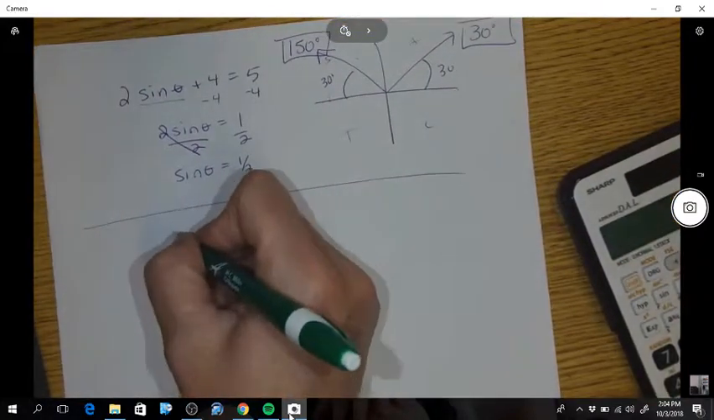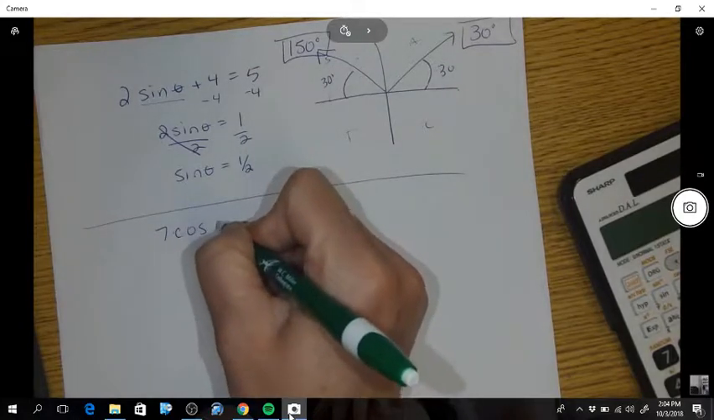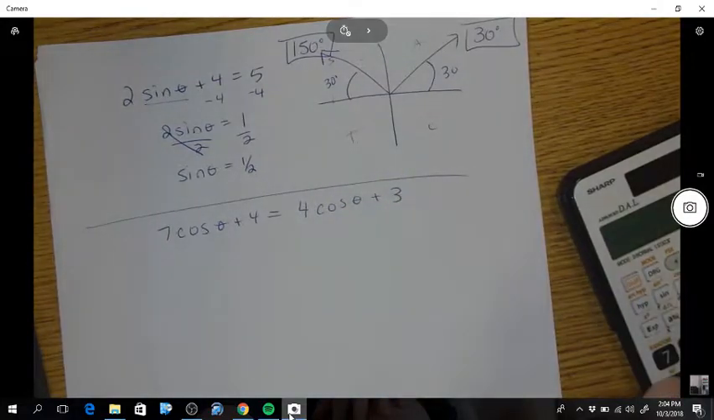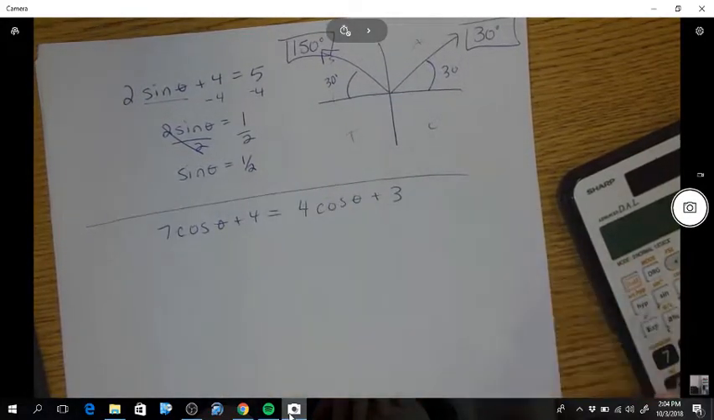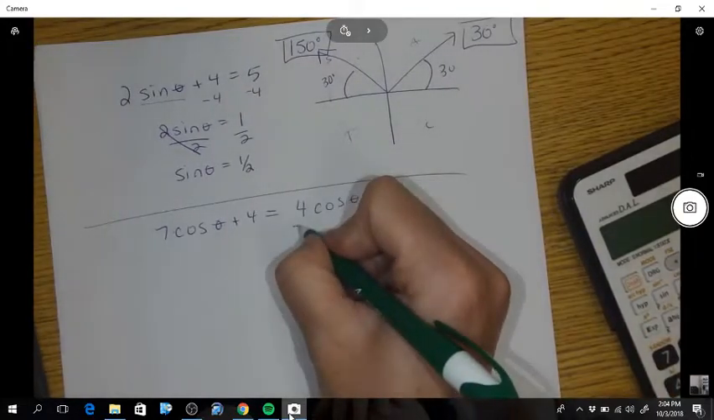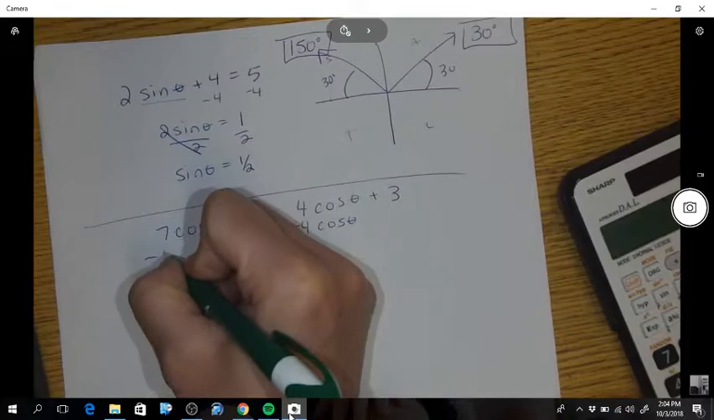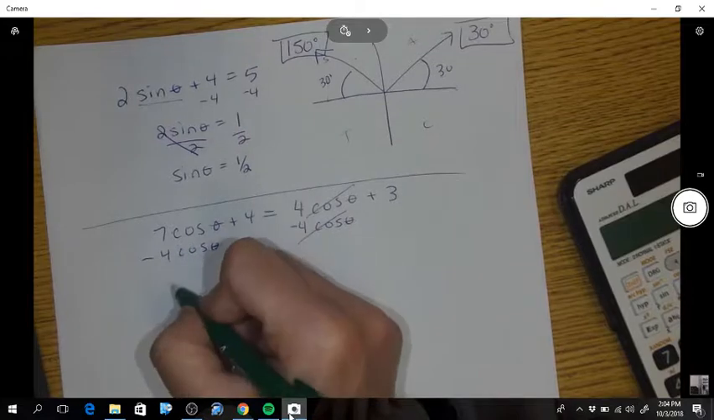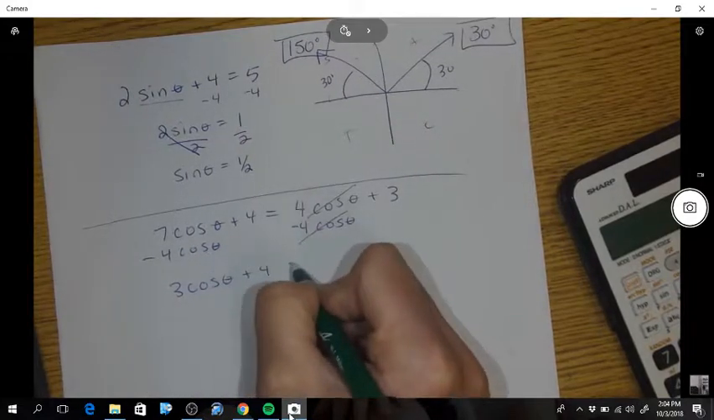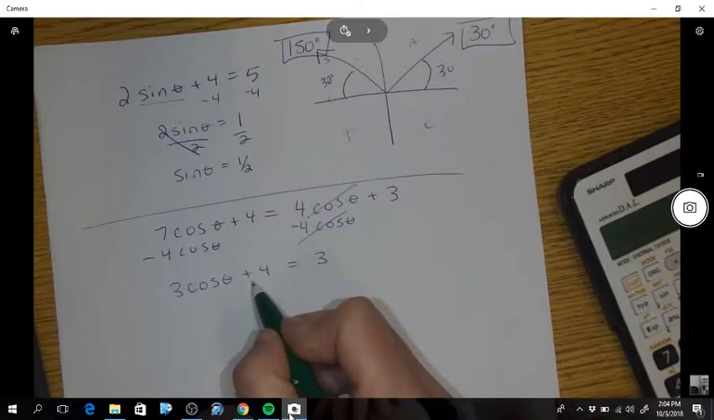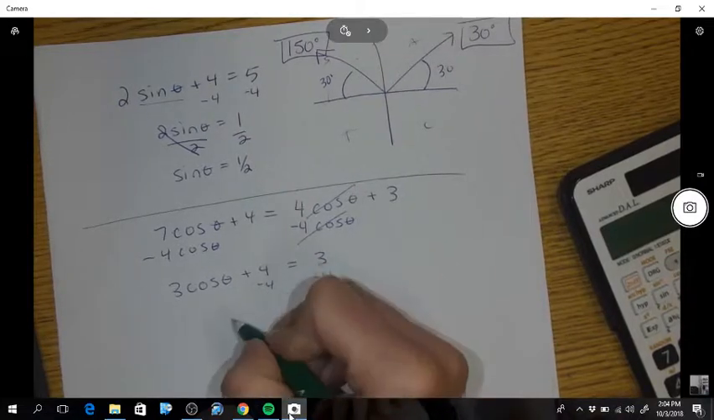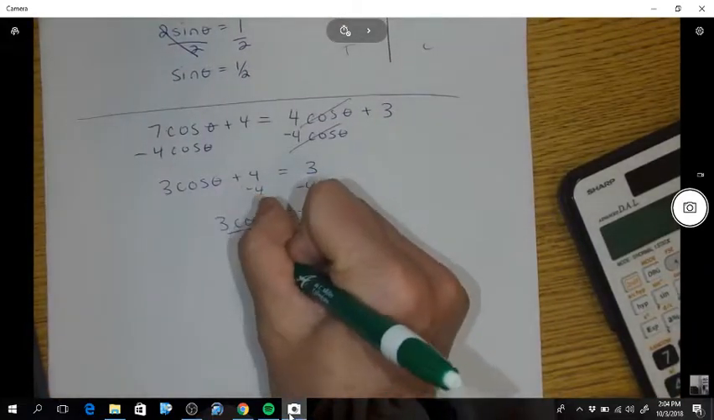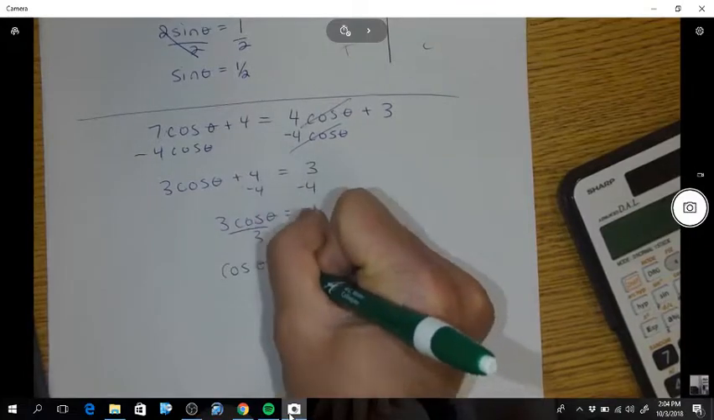Okay, harder example number 2. 7 cos angle plus 4 equals 4 cos angle plus 3. Okay, algebraic skills. We must collect the coses together. That's our variable. So I like to always get rid of where there's fewer of them. So those cancel. This is 3 cos angle. Then I need to get rid of this 4. So we have a negative 1 over there. We're going to divide by 3. So cos angle is negative 1/3.